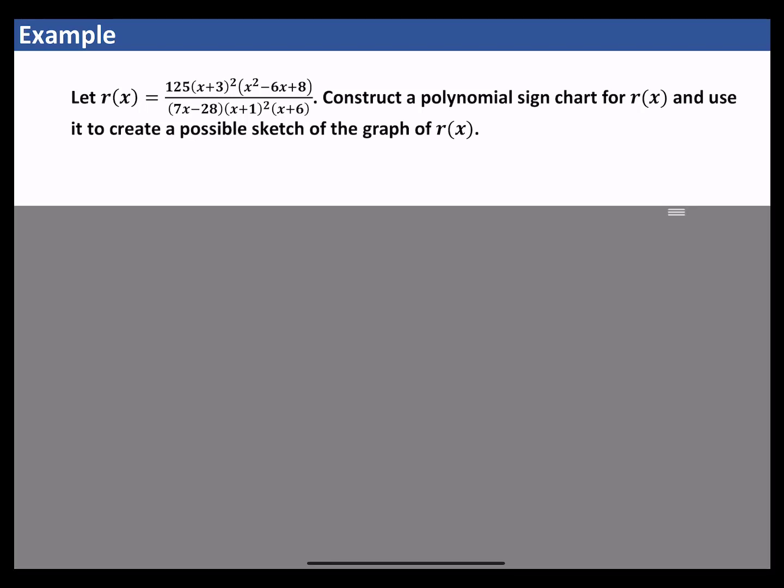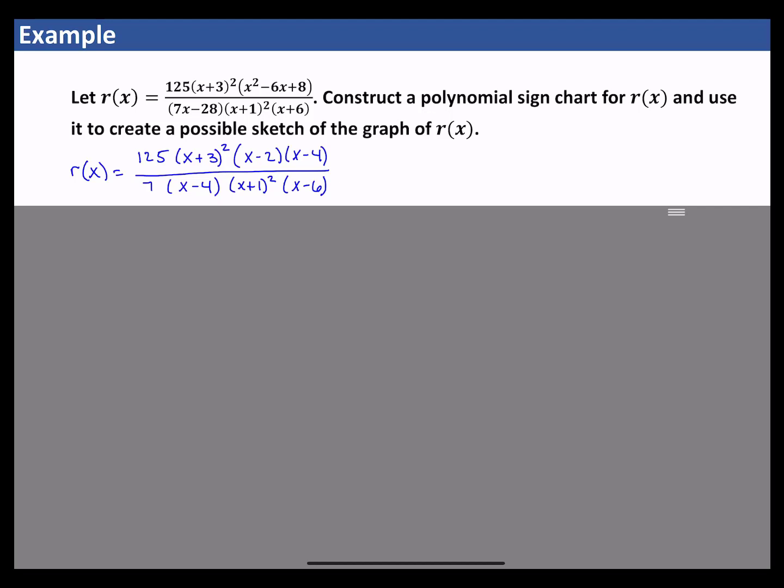So we'll start by factoring r of x. We know that helps us to identify things like x-intercepts, vertical asymptotes, and holes. So in the numerator, we're going to take x squared minus 6x plus 8, and that's going to factor to x minus 2, x minus 4. In the denominator, we can factor out a 7, so of x minus 4. And then we have the x plus 1 squared and x minus 6.